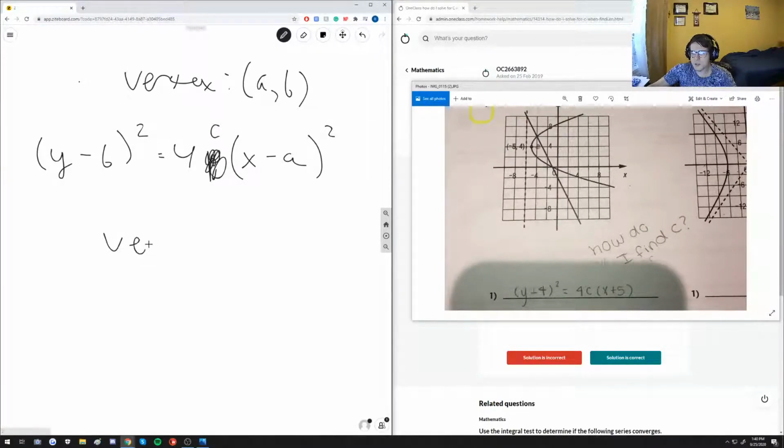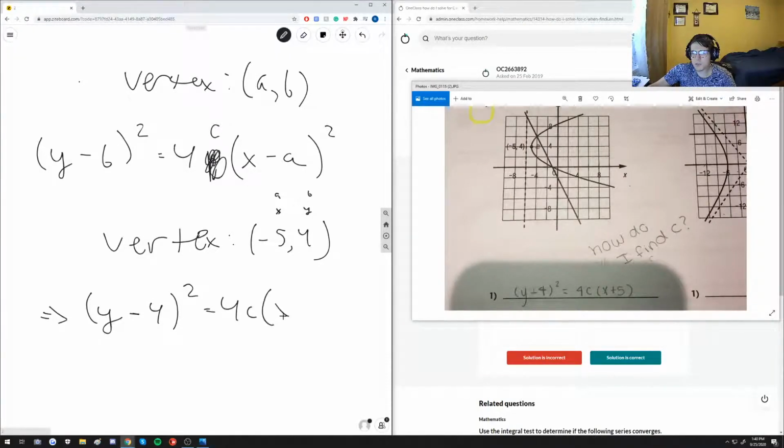Well, first let's plug in the vertex of this parabola. The vertex is minus 5 comma 4, this being the x value and this being the y value. We plug them in respectively as a and b, and the standard form looks like this: y minus 4 squared is equal to 4c times x minus negative 5, which is x plus 5 squared.